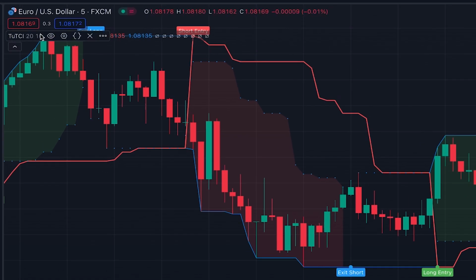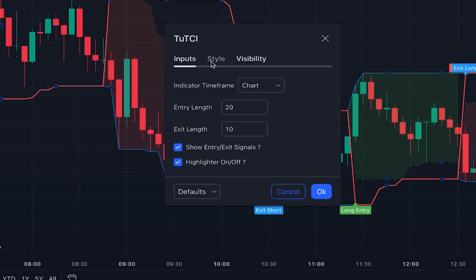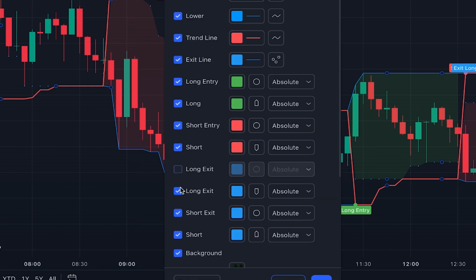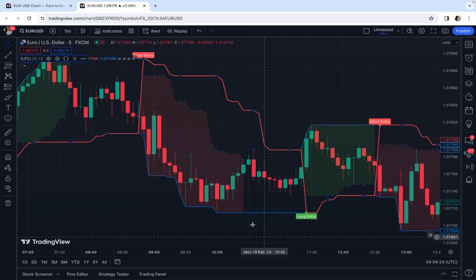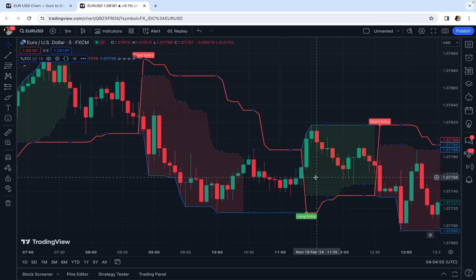We just need to go to the settings of the indicator, and here in the style tab, we just remove the exit signals here because we don't need them in our strategy, and we're going to use only these long and short position signals. We need to filter the signals that happen during pullbacks or especially in flat market, so we must add another indicator for this purpose.